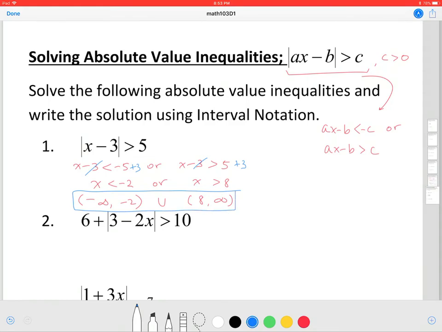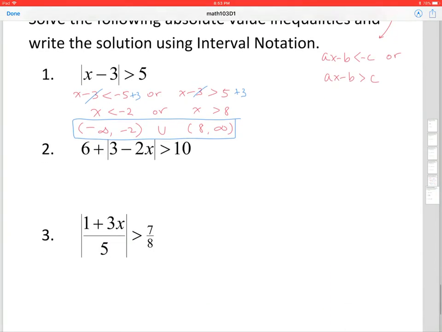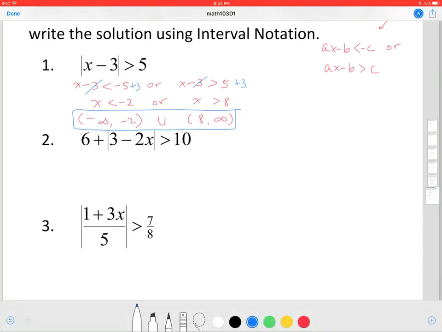Okay, number 2, a little bit more stuff, so we do need to remove our 6 so that we can isolate the absolute value part of the problem that is greater than 4. So that can be written as 3 minus 2x is less than negative 4, or 3 minus 2x is greater than positive 4. And let's solve each one separately.